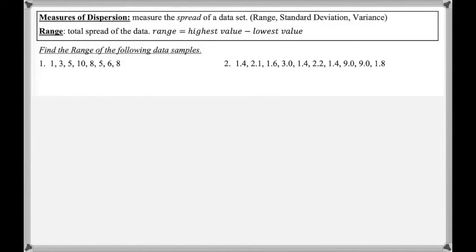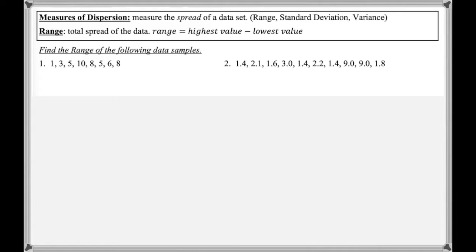The next section is on measures of dispersion, and these measure the spread of a data set. And this includes the range, standard deviation, and variance. The first one that we're going to work with is the range, and this measures the total spread of the data. And to find this, we want to take the highest value and subtract the lowest value.